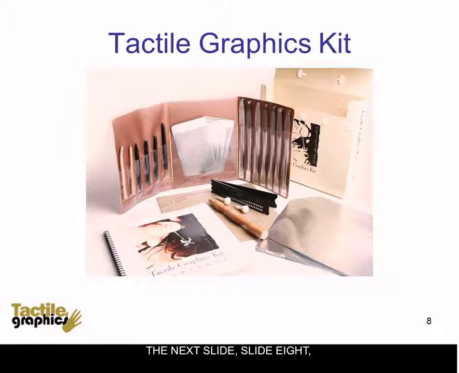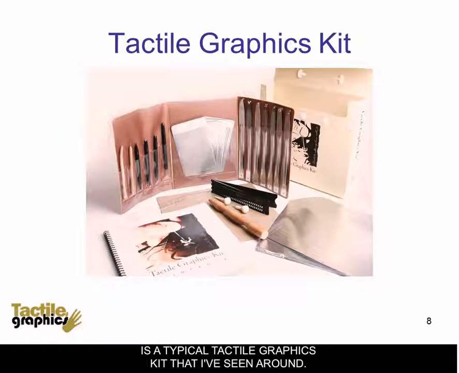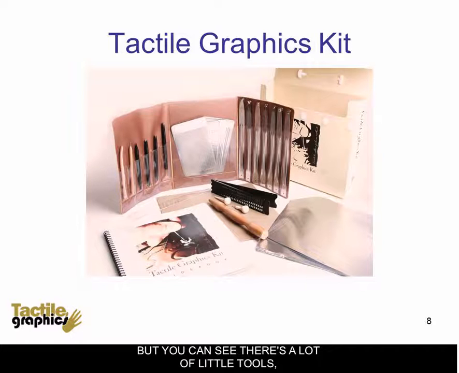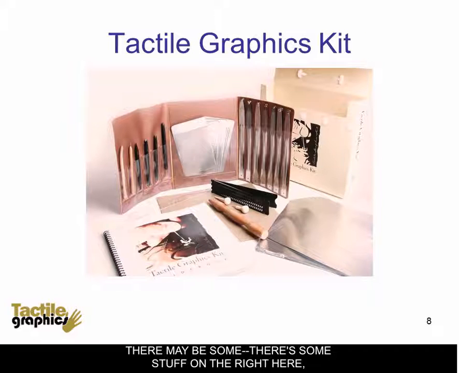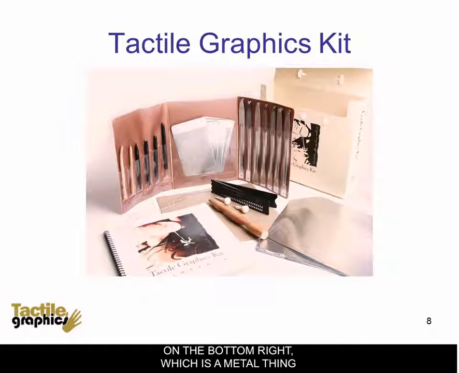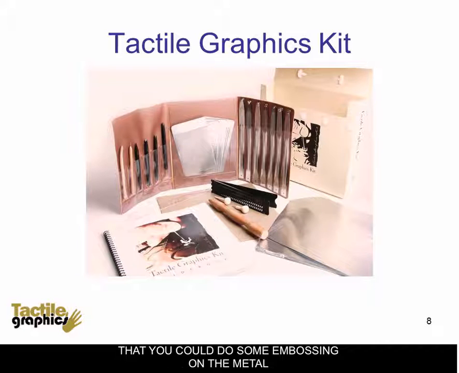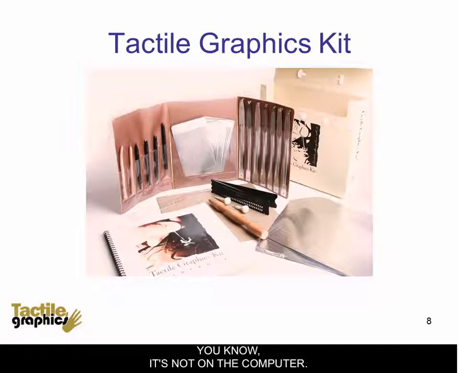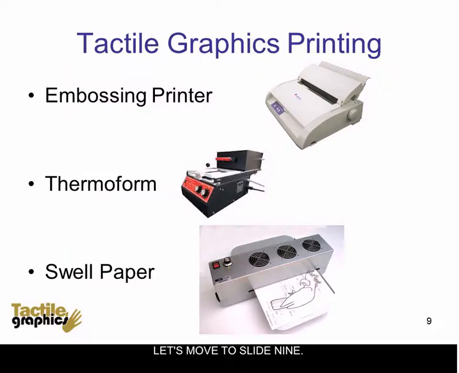The next slide, slide 8, is a typical tactile graphics kit that I've seen around. I don't know who makes this particular one, but you can see there are a lot of little tools and little handicraft things. On the bottom right is a metal thing where you could do some embossing on the metal and maybe make a negative for making copies later, for example. So you can see it's handwork. It's not on the computer. Let's move to slide 9.